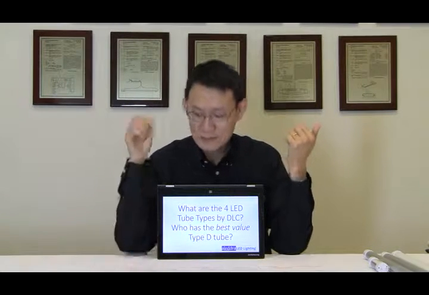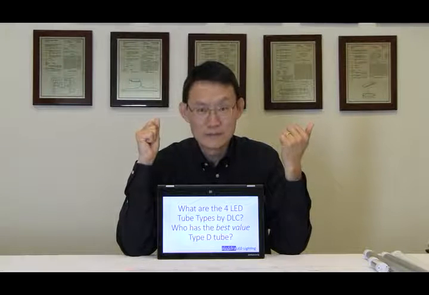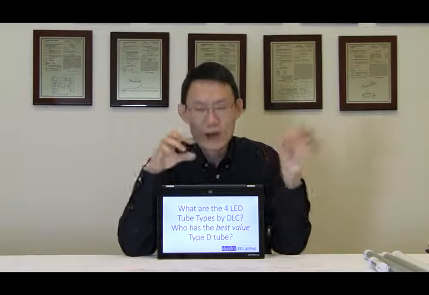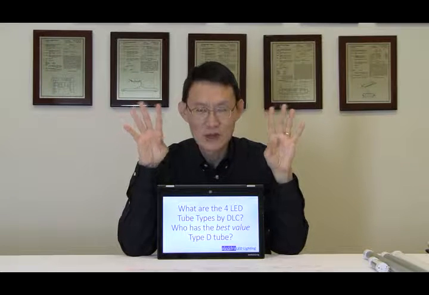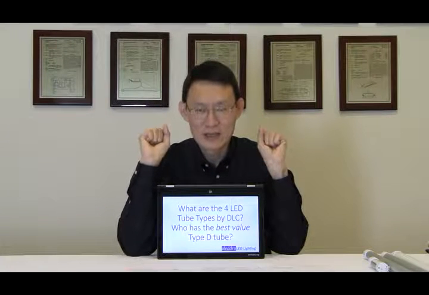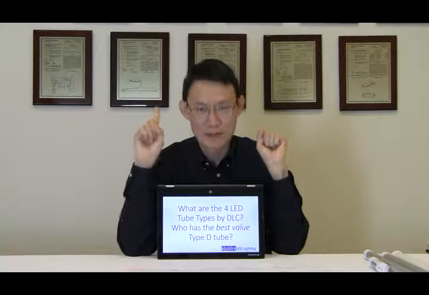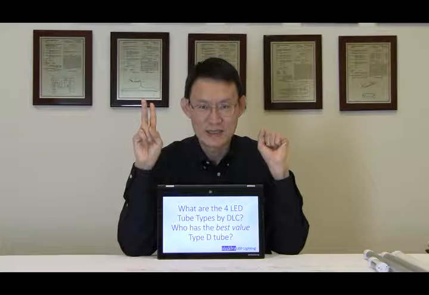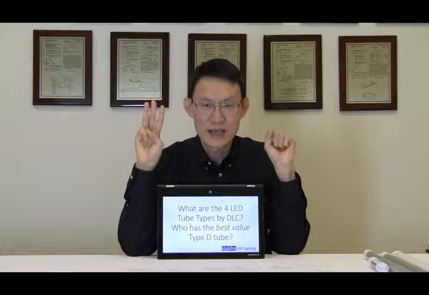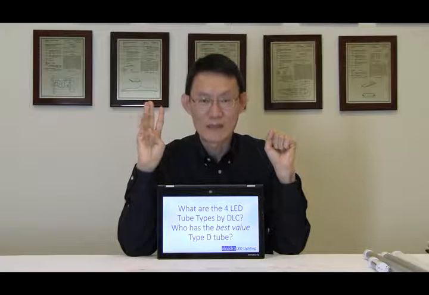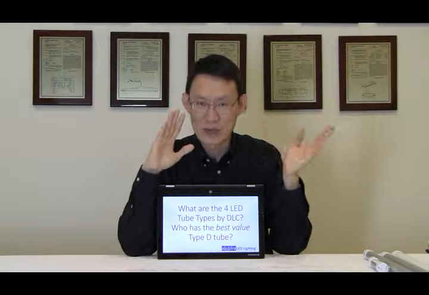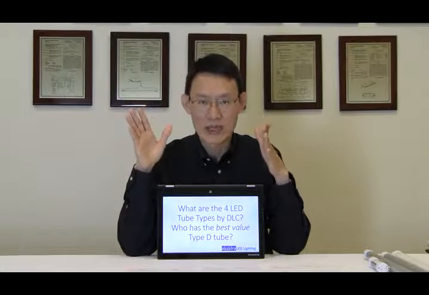Now, let's recap. What are the 4 LD types as defined by DLC? Type A, ballast compatible tube. Type B, internal driver tube on AC. Type C, external driver tube. And type D is the dual mode. But again, remember there's a difference whether they wire single end or double end when operating on AC.